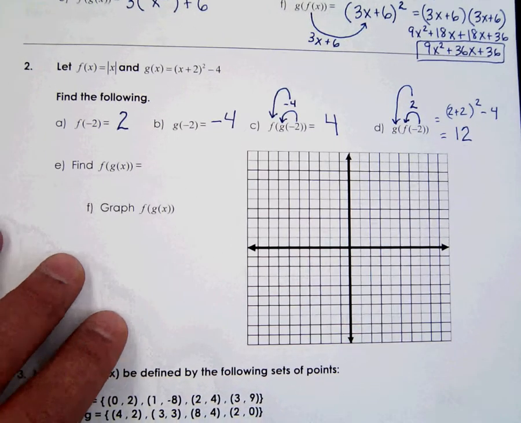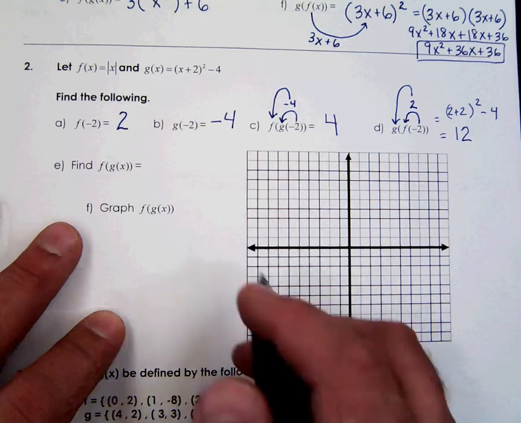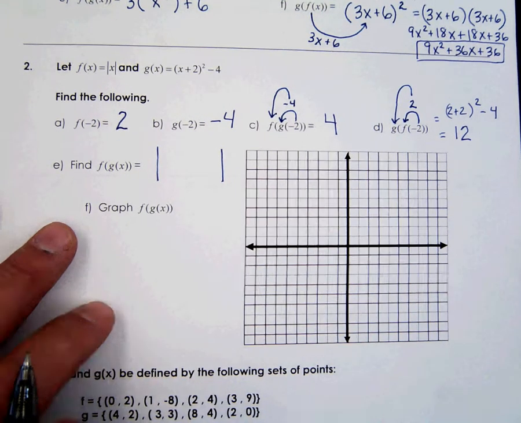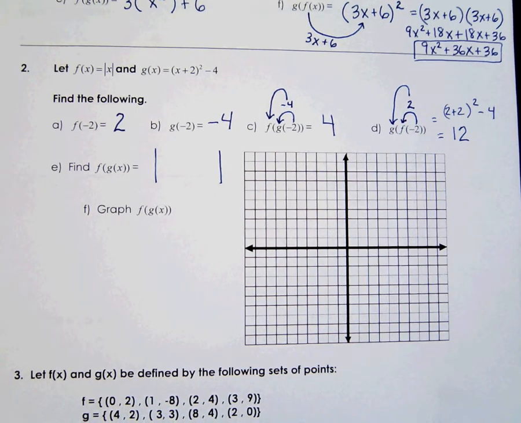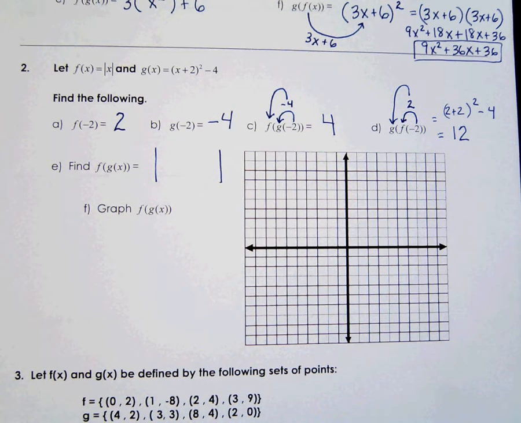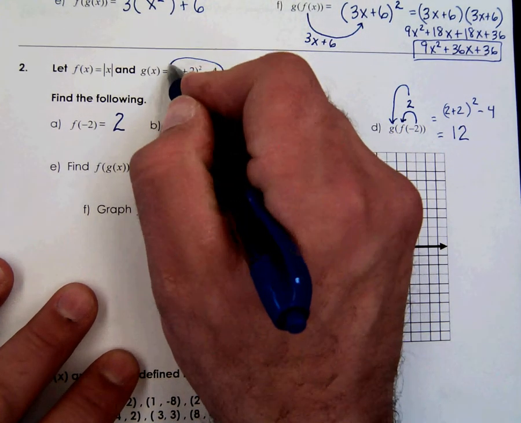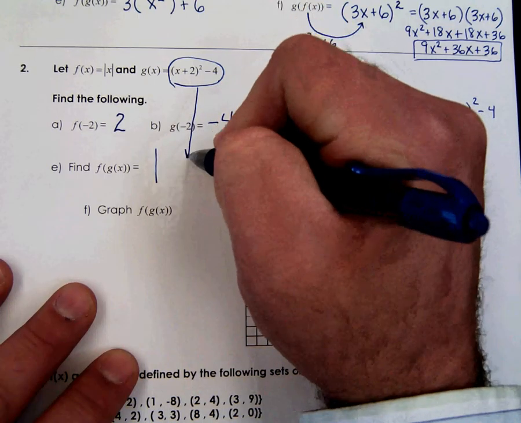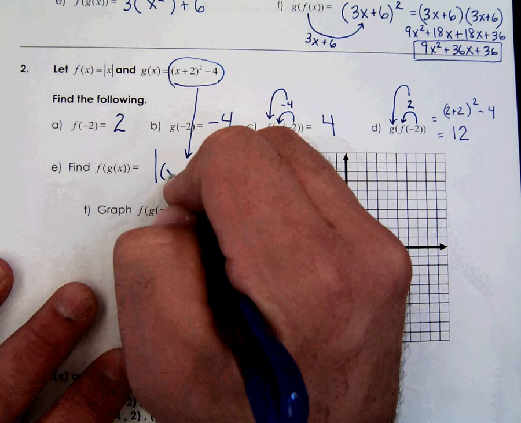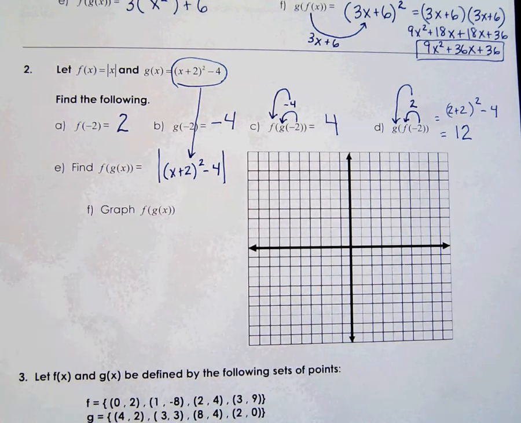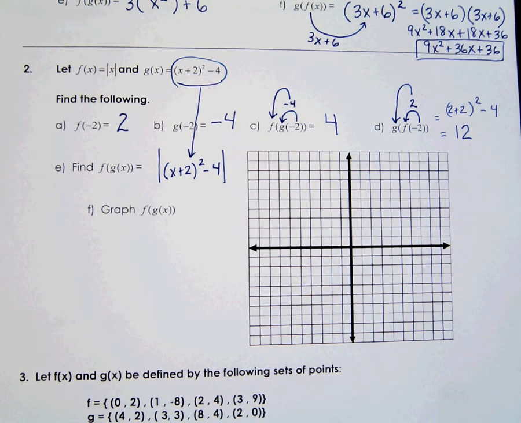Next, we have f of g of x. f of x is the outer shell, the absolute value function. Notice I don't write the x. We are replacing that x. We're not writing anything next to that x. We are replacing that x with the entire g of x equation. That goes inside the bars: (x plus 2) squared minus 4. That's the composite function. That's one function embedded inside the other.